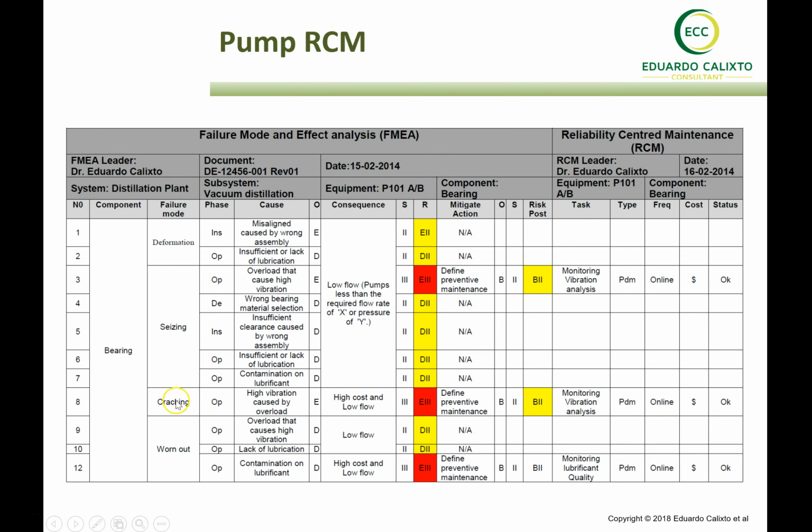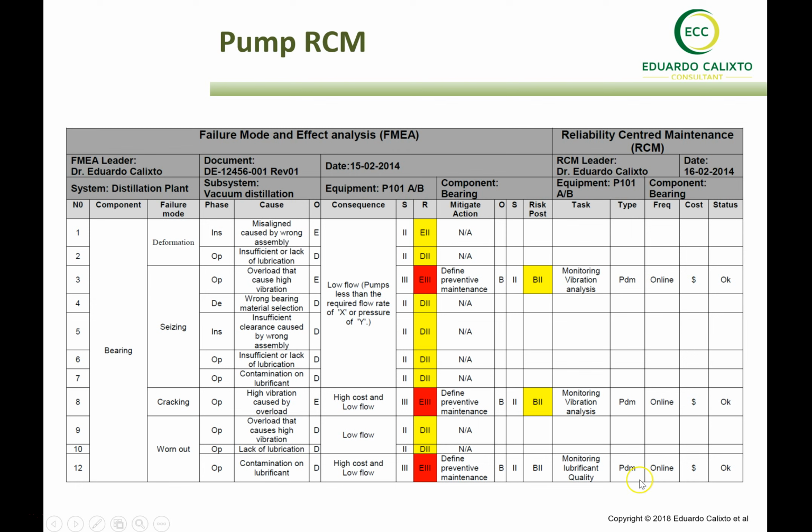Let's move forward. In the bearing, you also have other failure modes such as cracking and wear out. Both are caused by vibration and will be mitigated or avoided by vibration monitoring. That's a preventive task and will be online, okay? Here we can also see another type of root cause that triggers bearing wear out, which is the contamination of the lubricant. In this case, we monitor the lubricant quality and check this quality online, as an online system.